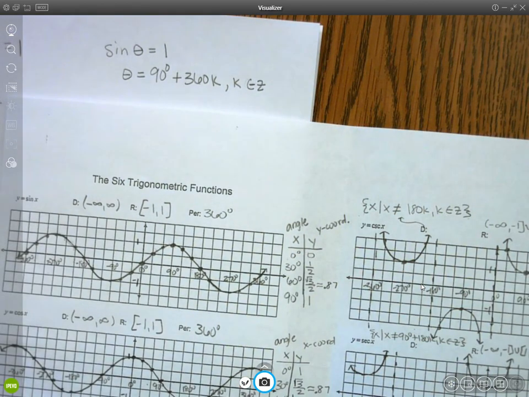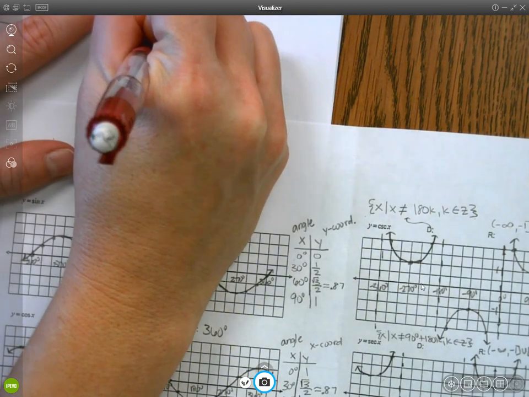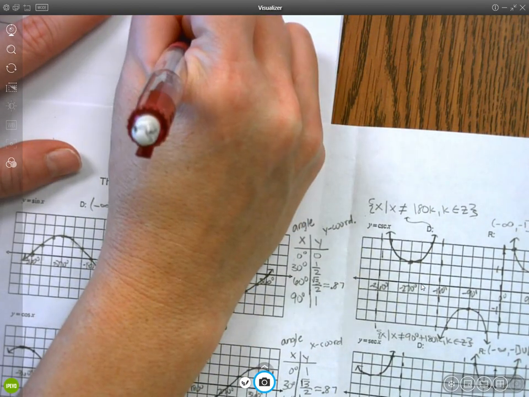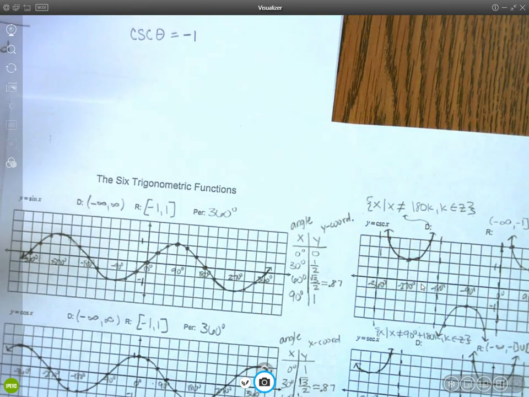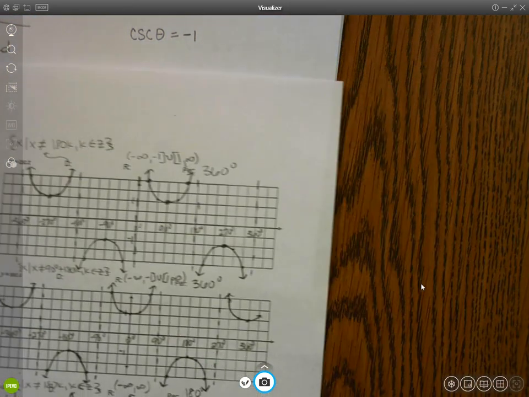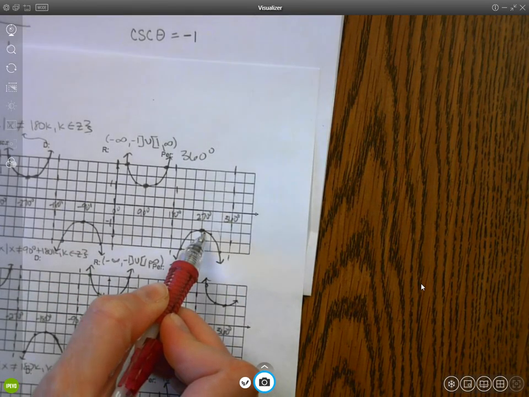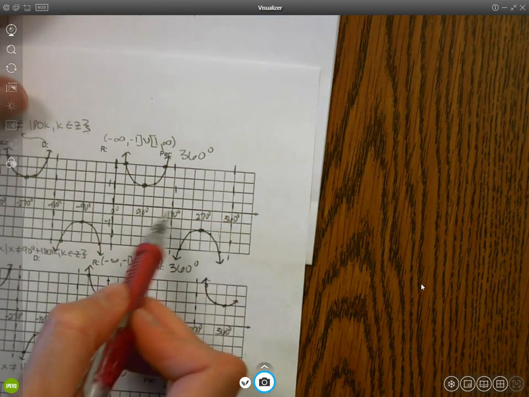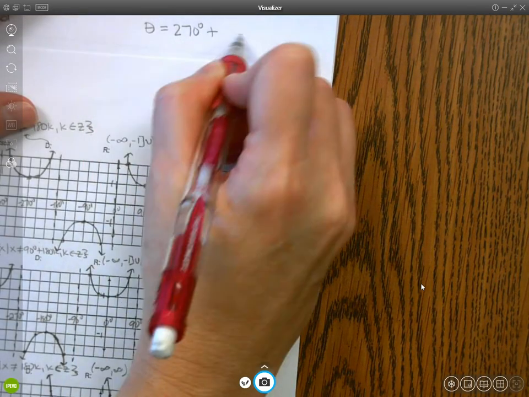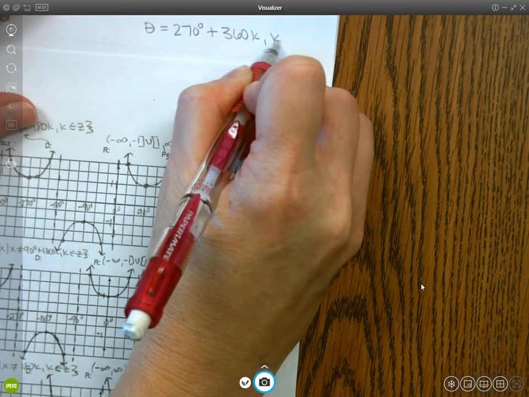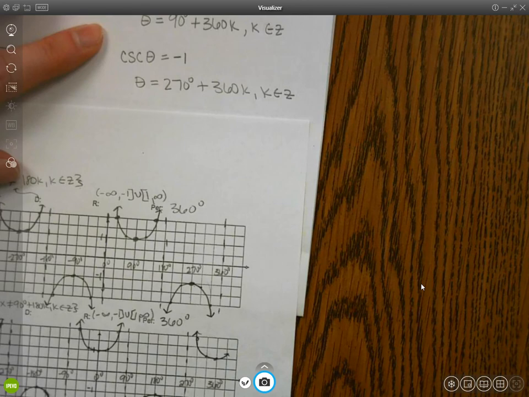All right, so let's say that I asked you to tell me when cosecant of theta is negative 1. All right, so cosecant of theta is negative 1 at negative 90 and at 270. Those are also 360 apart, and we always go with the first positive one. So when we write our theta equals, we're going to say 270 and then plus 360k, because the first one happened at 270, and then the rest of them happened 360 away from that.